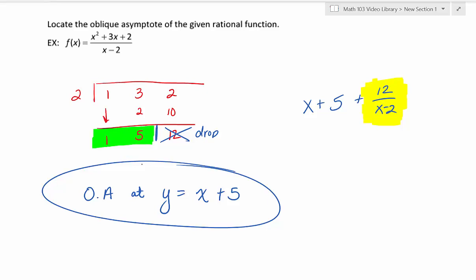Any of the others can exist at the same time. You can have vertical with horizontal, vertical with oblique, just not horizontal with oblique.